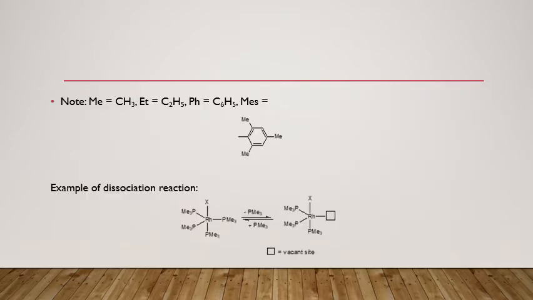And this is an example of a dissociation reaction in which the complex, attached with four phosphine groups, loses one of the phosphine groups, leaving behind a vacant site.